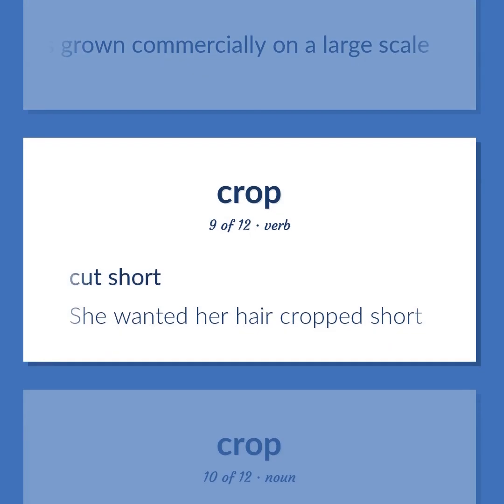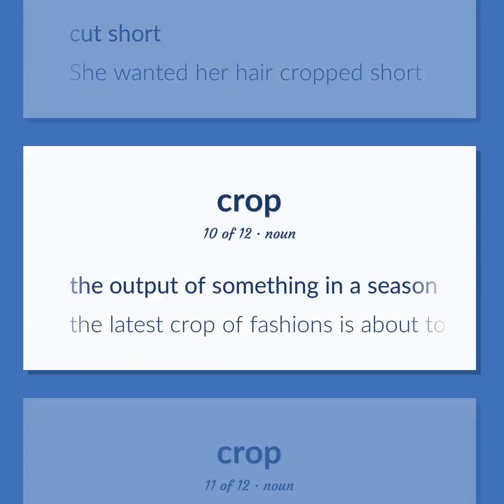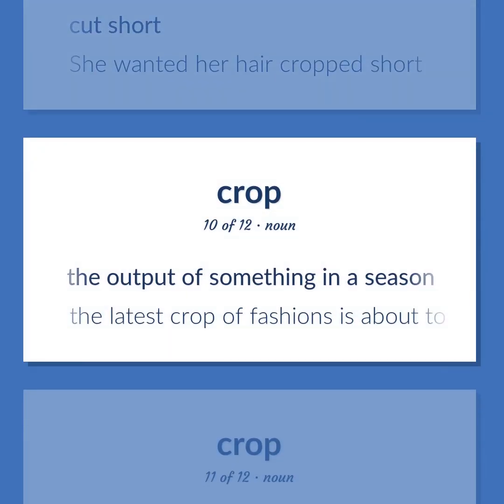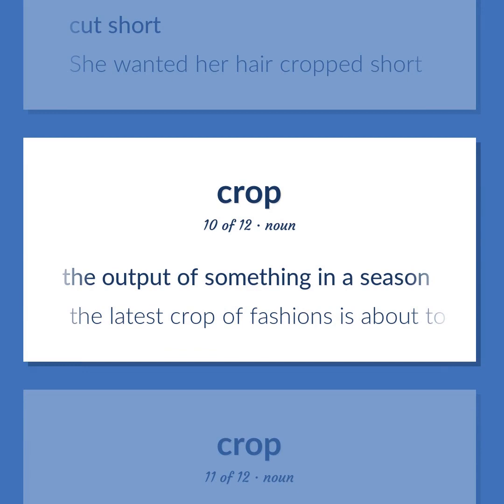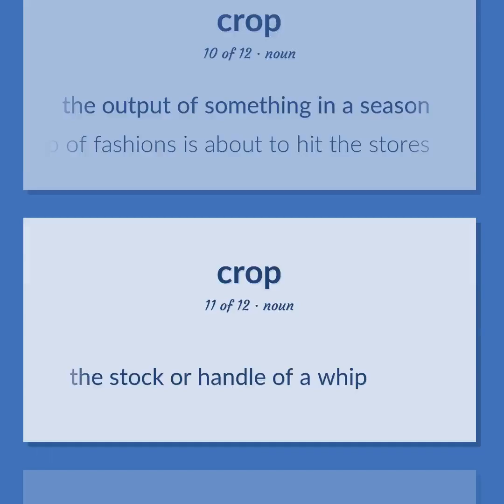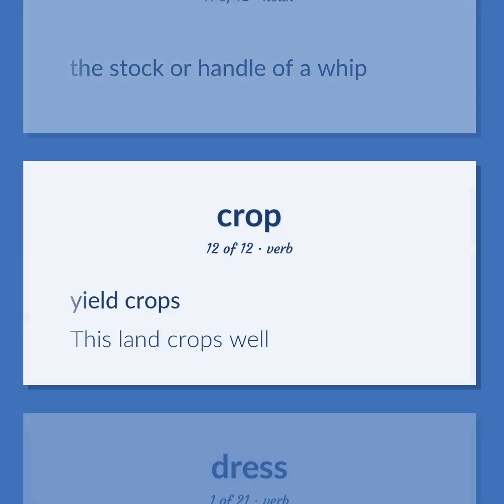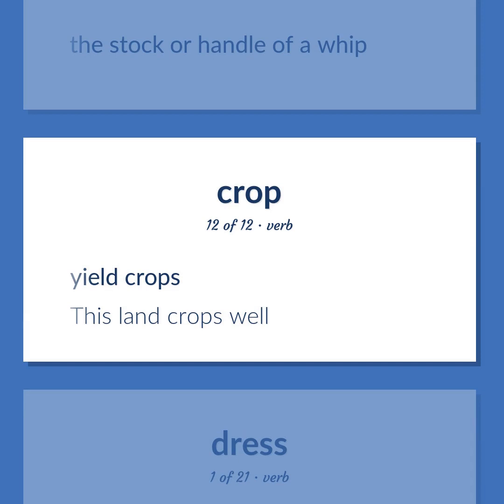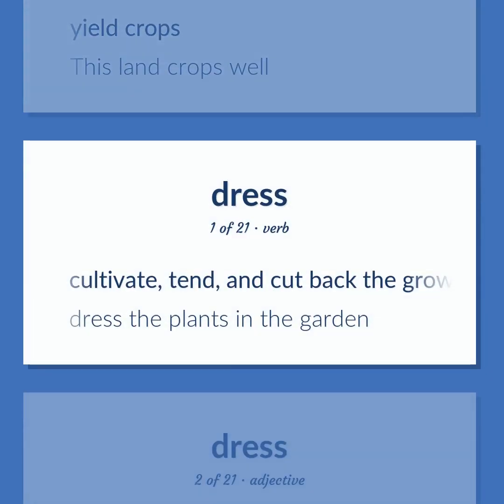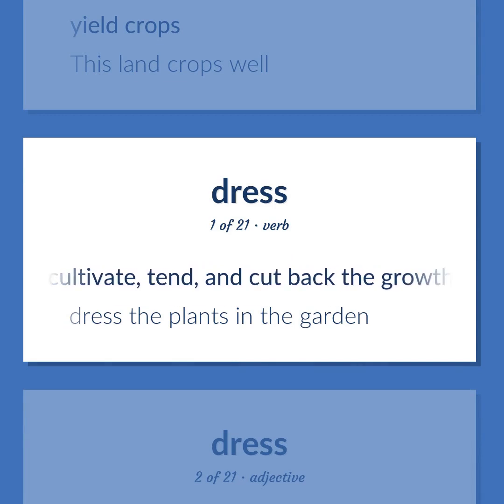Cut short. She wanted her hair cropped short. The output of something in a season. The latest crop of fashions is about to hit the stores. The stalk or handle of a whip. Yield crops. This land crops well. Cultivate, tend, and cut back the growth of. Dress the plants in the garden.